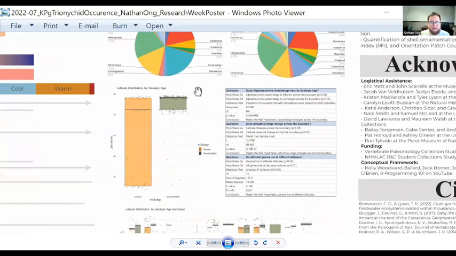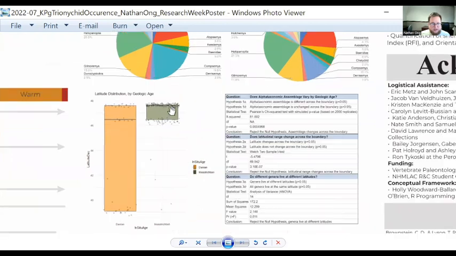Latitude distribution was interesting. You'll see in green is your Maastrichtian data, and in orange is your Danian data. And there's just a lot more of your Maastrichtian data points from different localities.